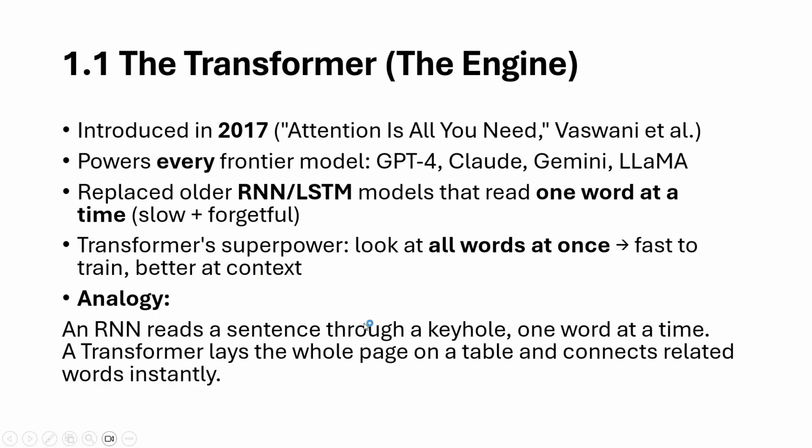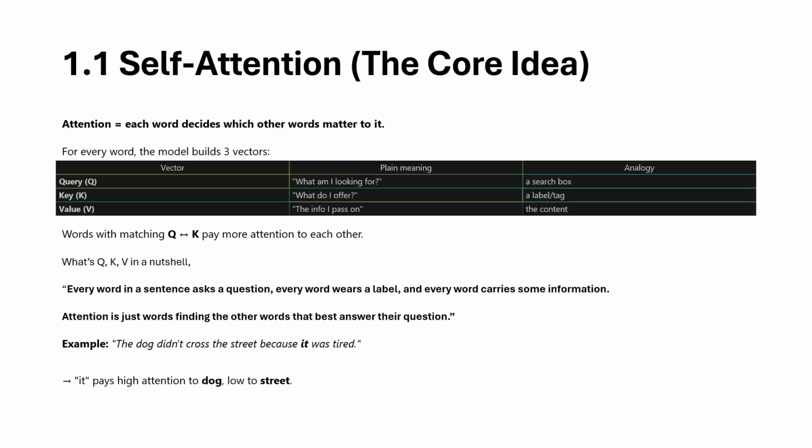The analogy is that an RNN reads a sentence through a keyhole, one word at a time. A transformer lays the whole page on a table and connects related words instantly. So self-attention is the core idea. Attention means each word decides which other words matter to it. For every word, the model builds three vectors: query, key, and value. Query is what I'm looking for, a search box. Key is what I offer, a label, and value is the information I pass on, the content. So words with matching Q and K pay more attention to each other.